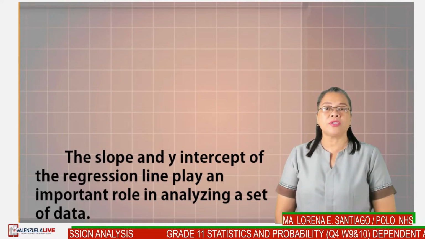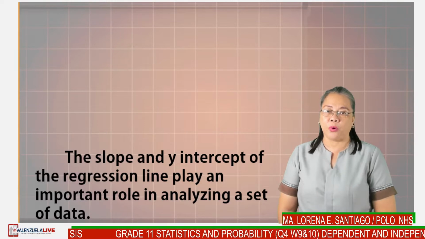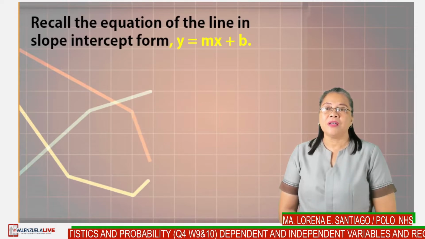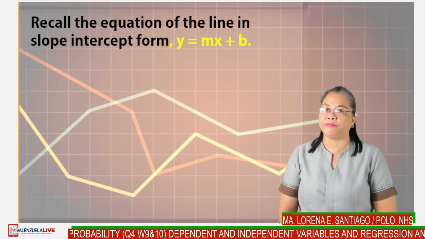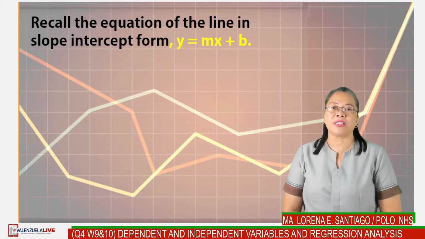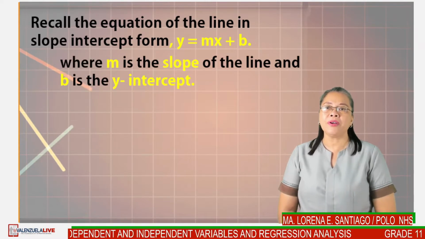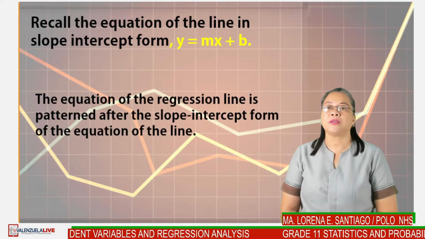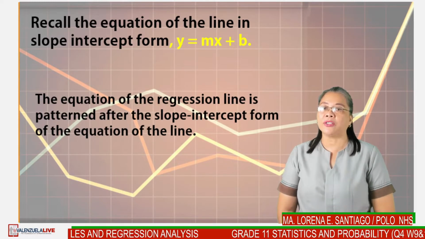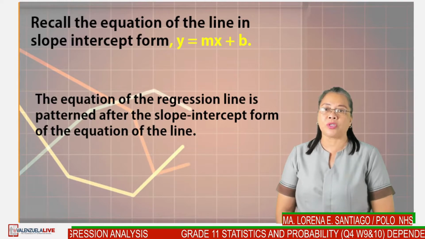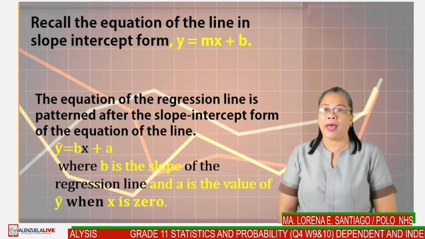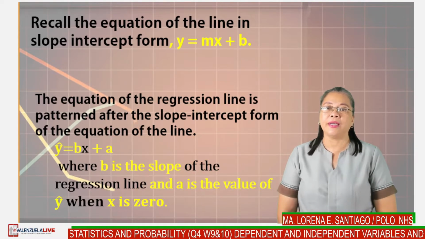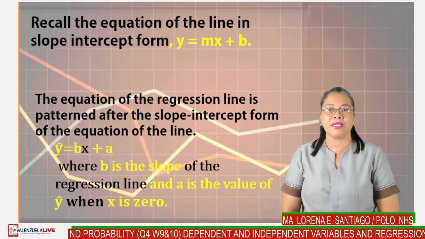The slope and y-intercept of the regression line play an important role in analyzing a set of data. Let us recall the equation of the line in the slope-intercept form, which is y equals mx plus b. Remember, m is the slope of the line and b is the y-intercept. The equation of the regression line is patterned after the slope-intercept form of the equation of the line: y hat equals bx plus a, where b is the slope of the regression line and a is the value of y hat when x is equal to 0.